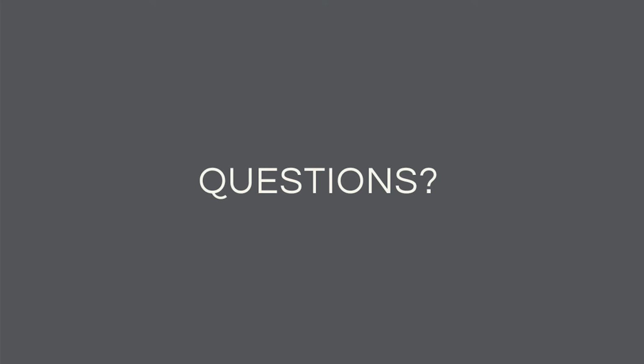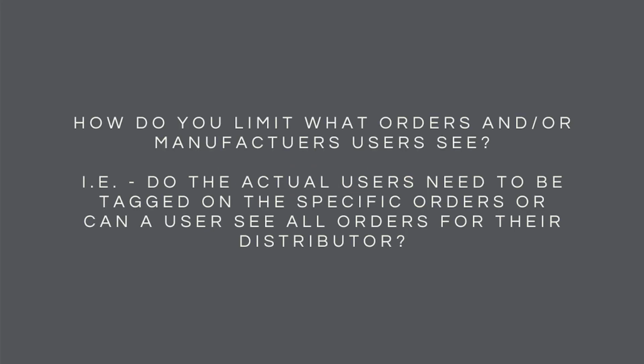It looks like we have a question. So it looks like we were asked, how do you limit what orders and or manufacturers users see? Do the actual users need to be tagged on the specific orders, or can a user see all orders for their distributor?